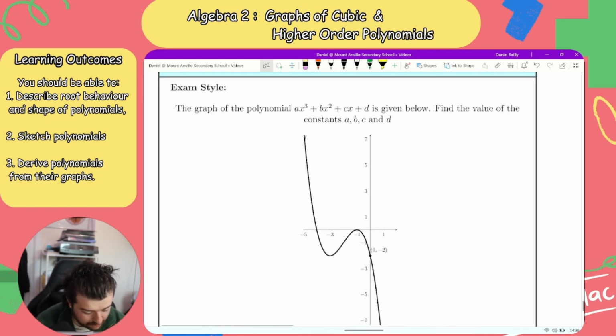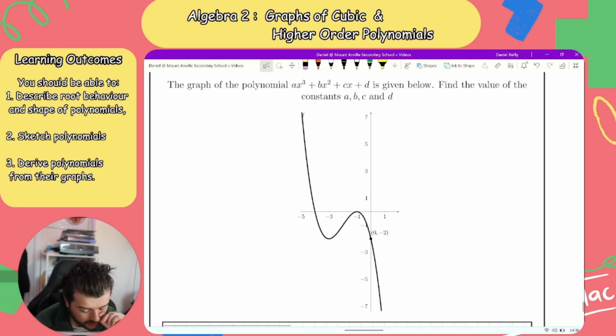So there's an exam style question here. The graph of the polynomial ax cubed plus bx squared plus cx plus d is given below. Find the value of the constants a, b, c, and d. So we're going to be asked to find this function in its factorized form, and then we're going to be asked to multiply it out.